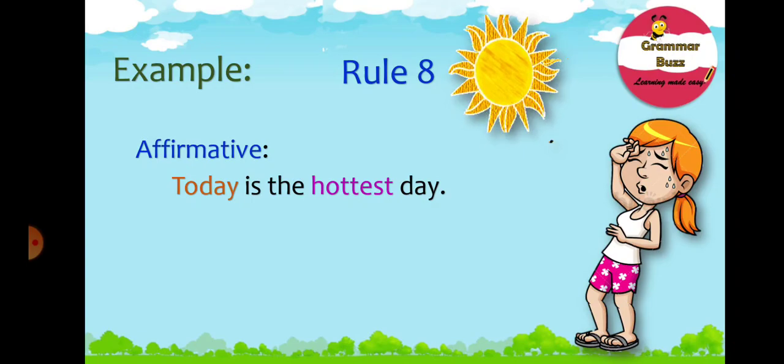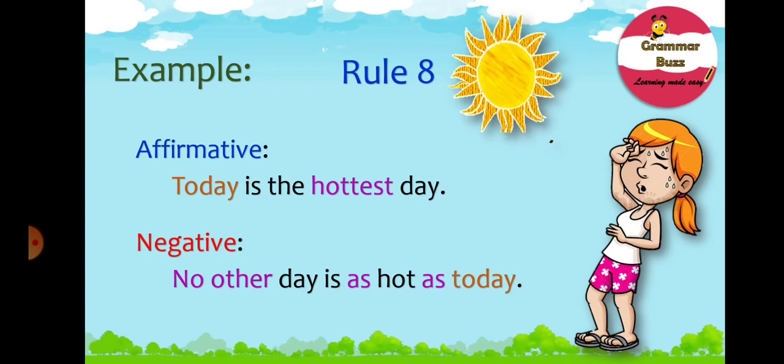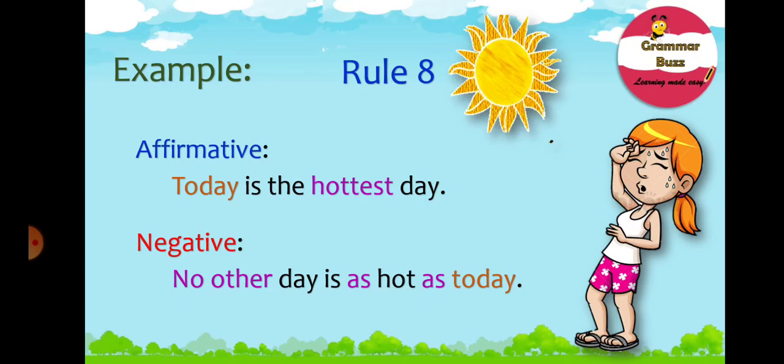Today is the hottest day. In this sentence, hottest is the superlative degree. So, while converting this affirmative to negative, it becomes: no other day is as hot as today. Hot in this sentence is the positive degree. I guess now the rule is clearer for you.